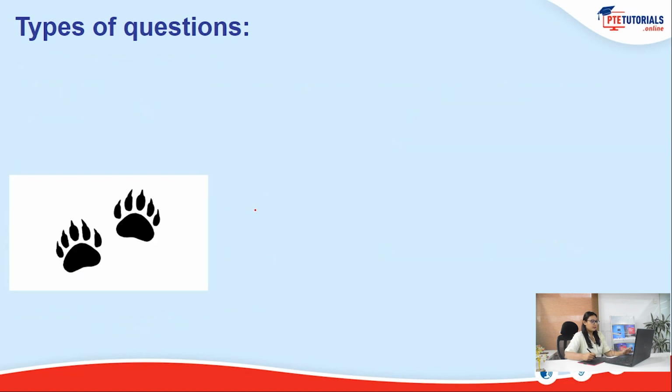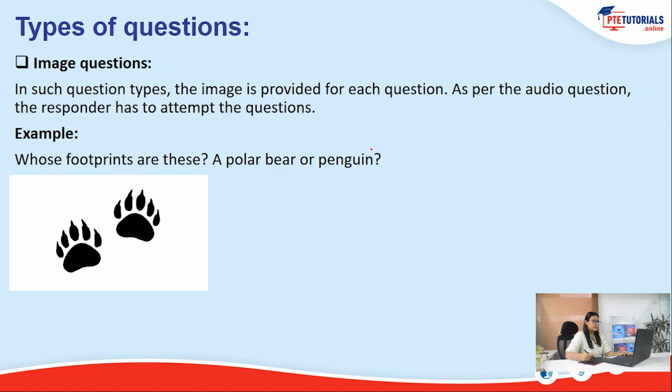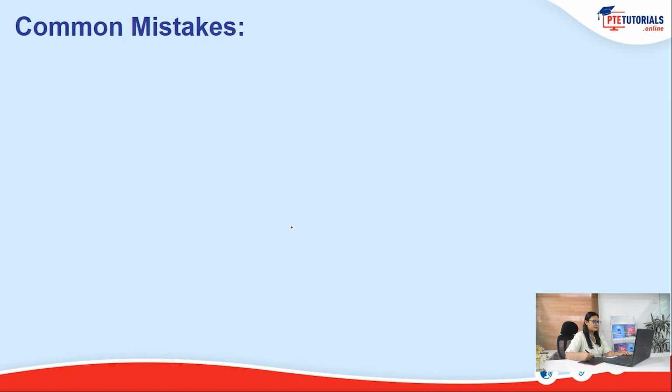Alright. The next type of question is image question. In image question, the image would be provided. We just have to simply answer on the basis of the keywords or after observing that particular image. In such question types, the image is provided for each question. As per the audio question, the responder has to attempt the questions. So, for example, whose footprints are these? A polar bear or penguin? We just have to look at the image and give the answer as polar bear.